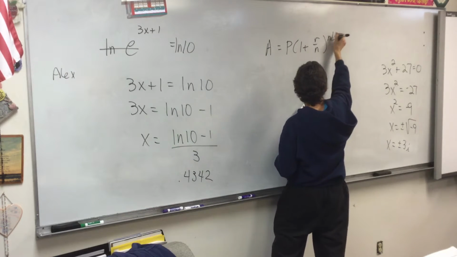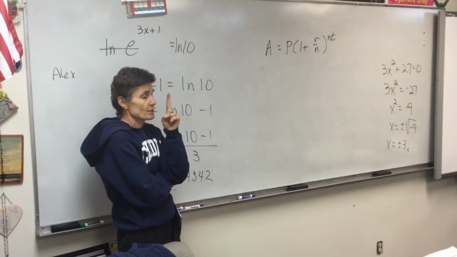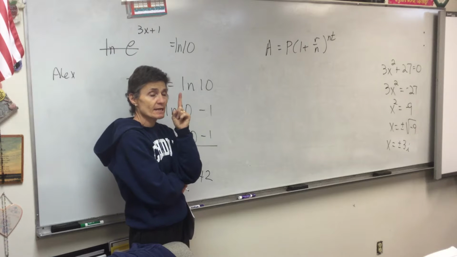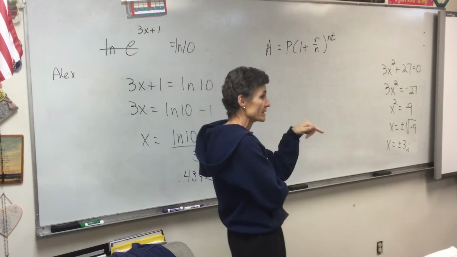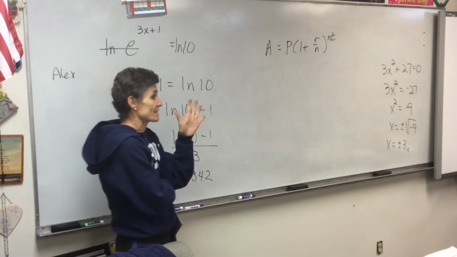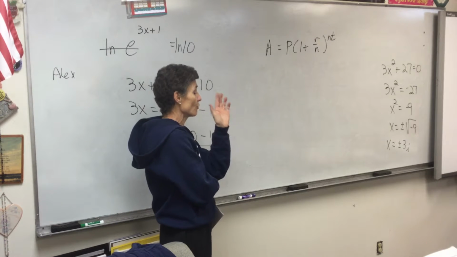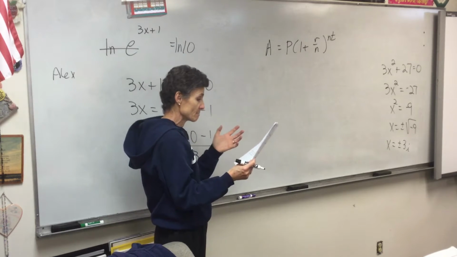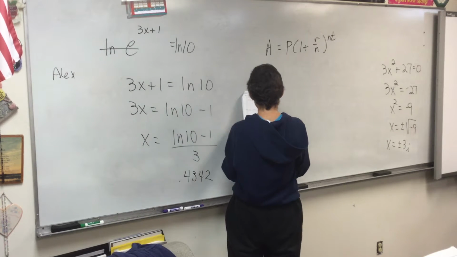Remember, you will PERT under two circumstances. You'll PERT if the problem says continuously. If the word continuously is in the problem, you're going to PERT. Or if it's not money. If it's not money, you're automatically going to PERT. Well, this is money, and it doesn't say continuously, so I'm going to use this formula.